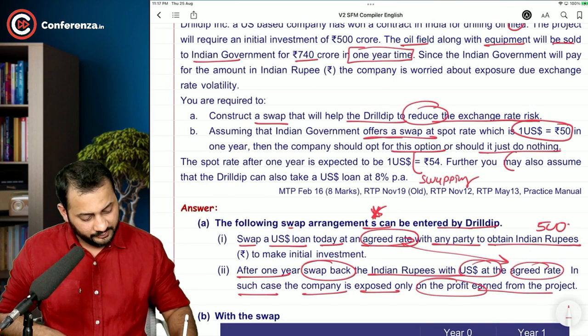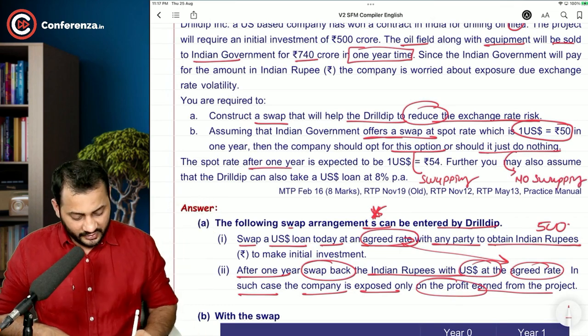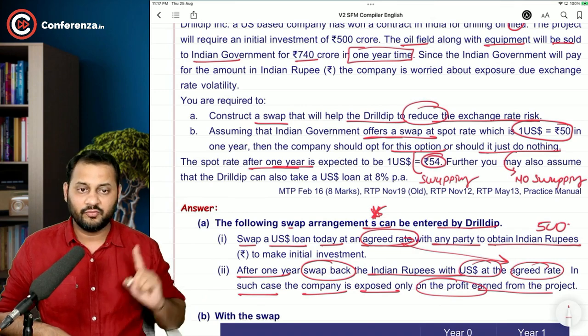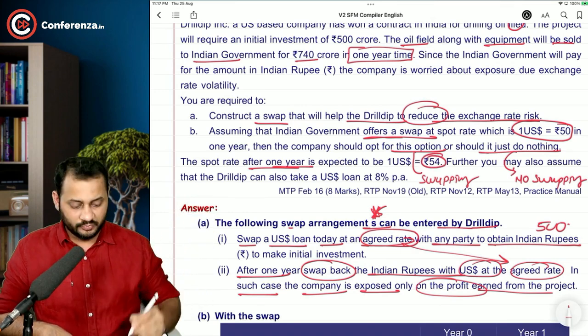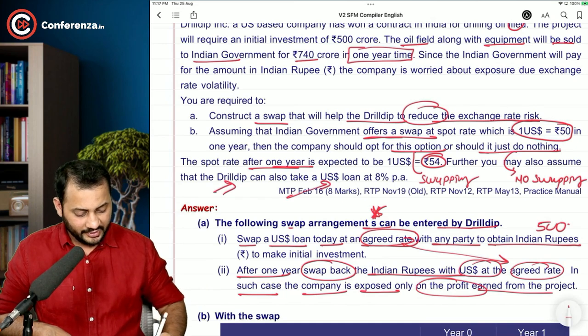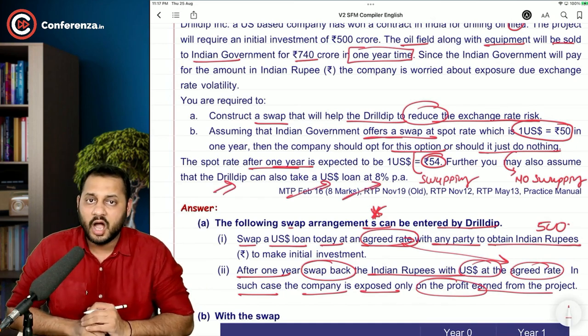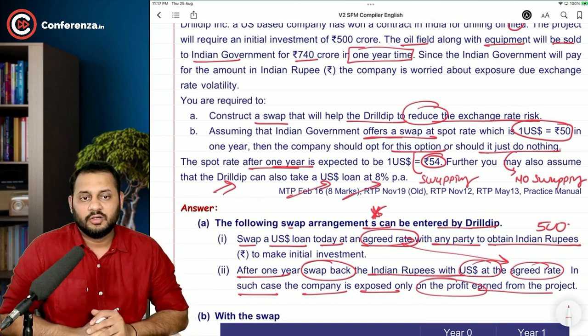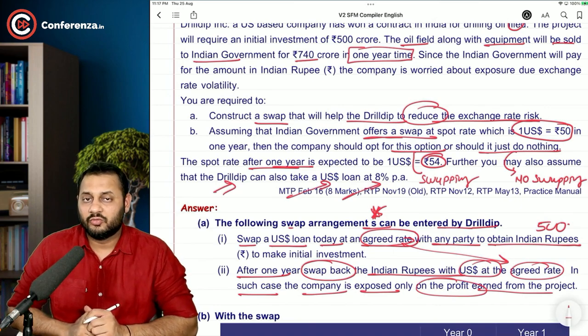And just do nothing, means no swapping. The spot rate after 1 year is expected to be 54. Further, you may also assume that the company can take a loan at 8% from America. All in all, I will tell you what will happen.